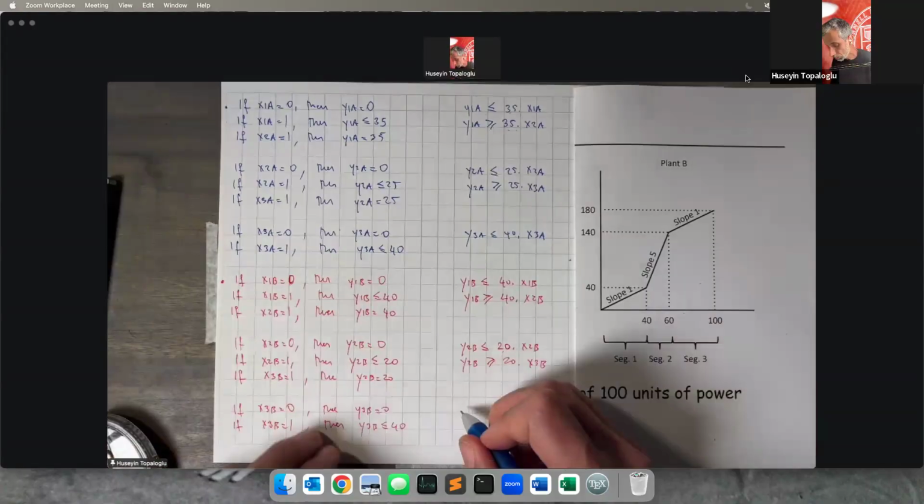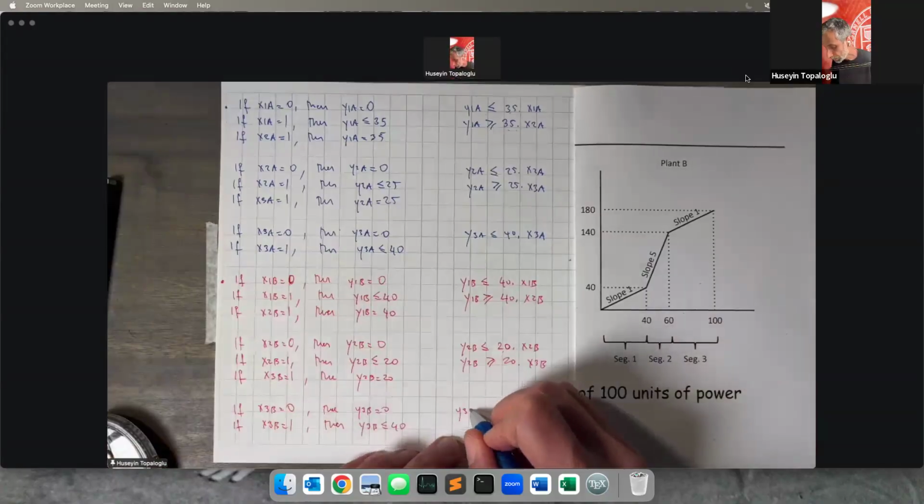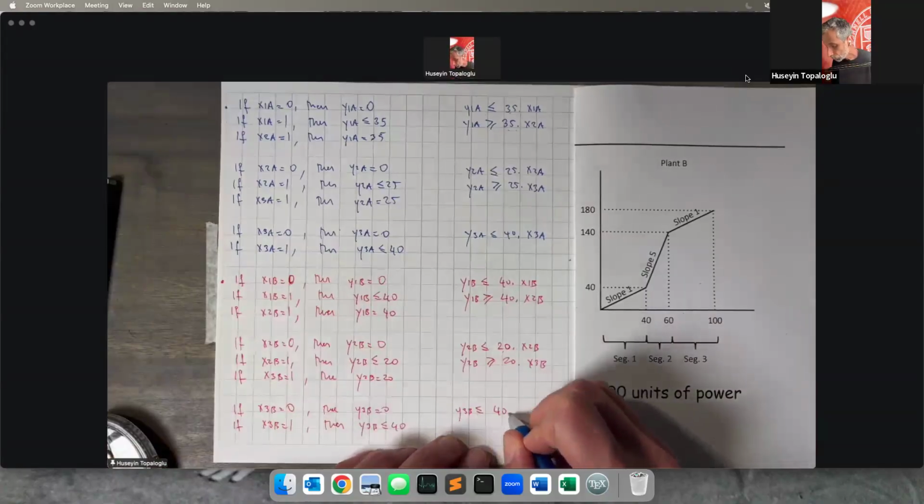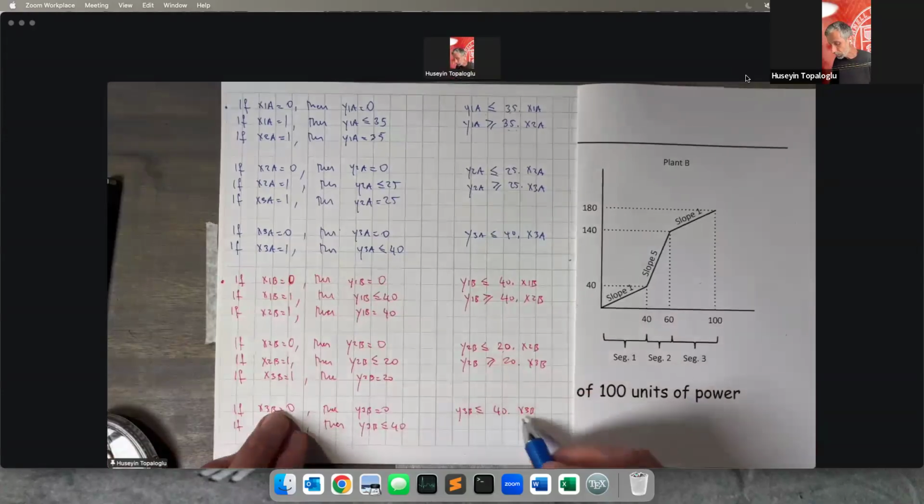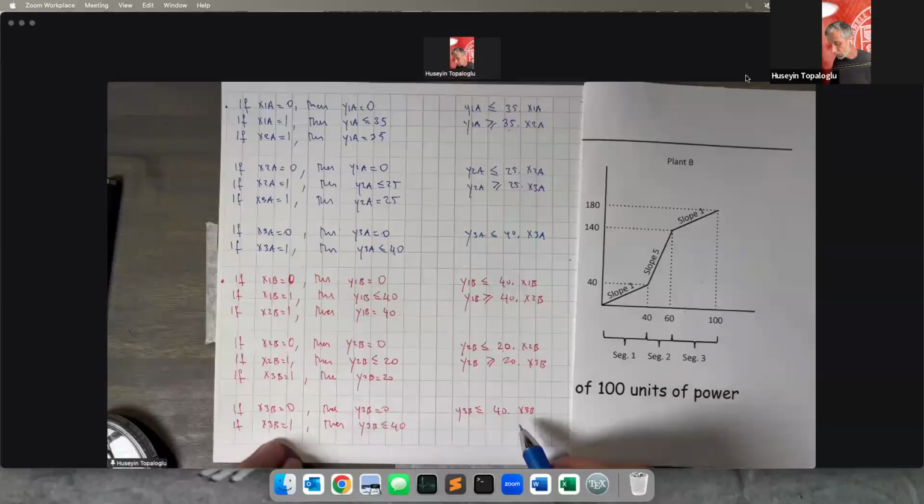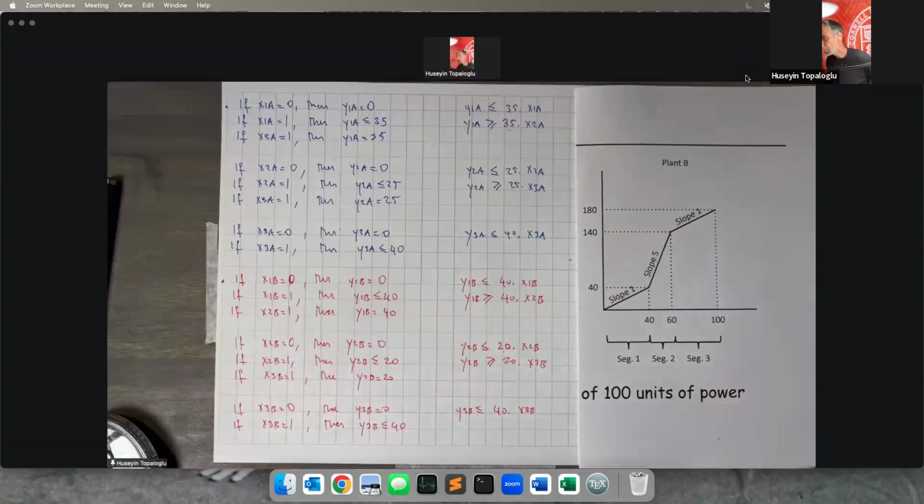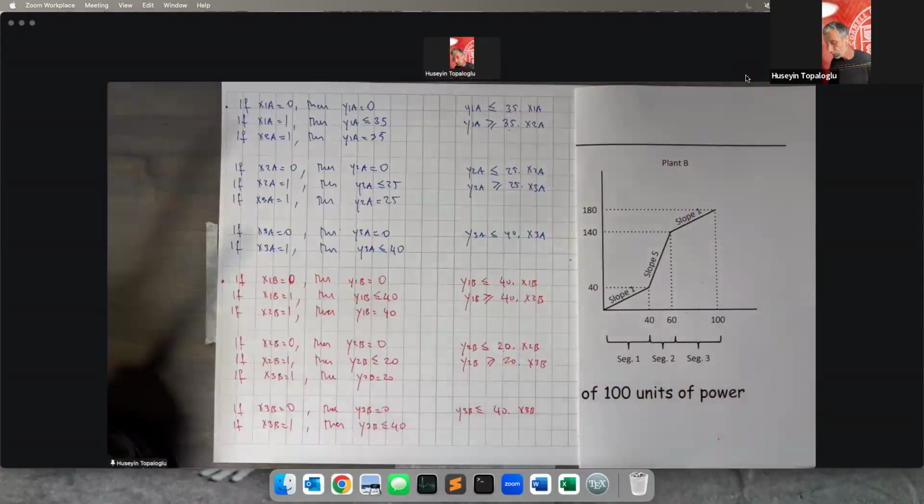Putting these two relationships together, we're going to write a constraint that says y3b is less than or equal to 40 times x3b. If x3b is equal to 0, this is 0, y3b is going to snap to 0. If x3b is equal to 1, then y3b is going to be less than or equal to 40. The right-hand side of this constraint is going to snap to 40. Okay, good. These constraints are going to capture the relationships between whether we utilize a certain segment or not, and how much of a certain segment we utilize.